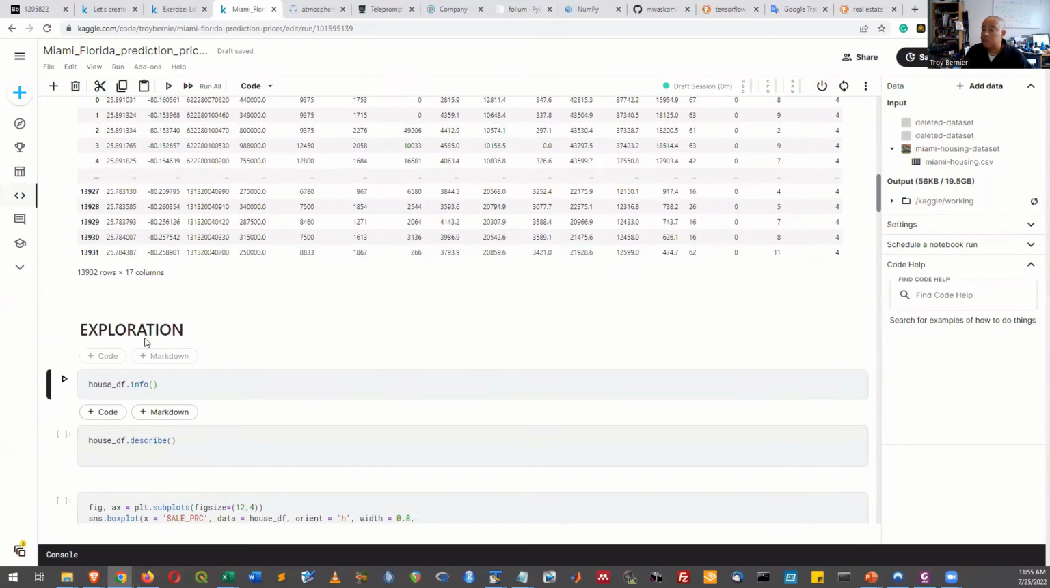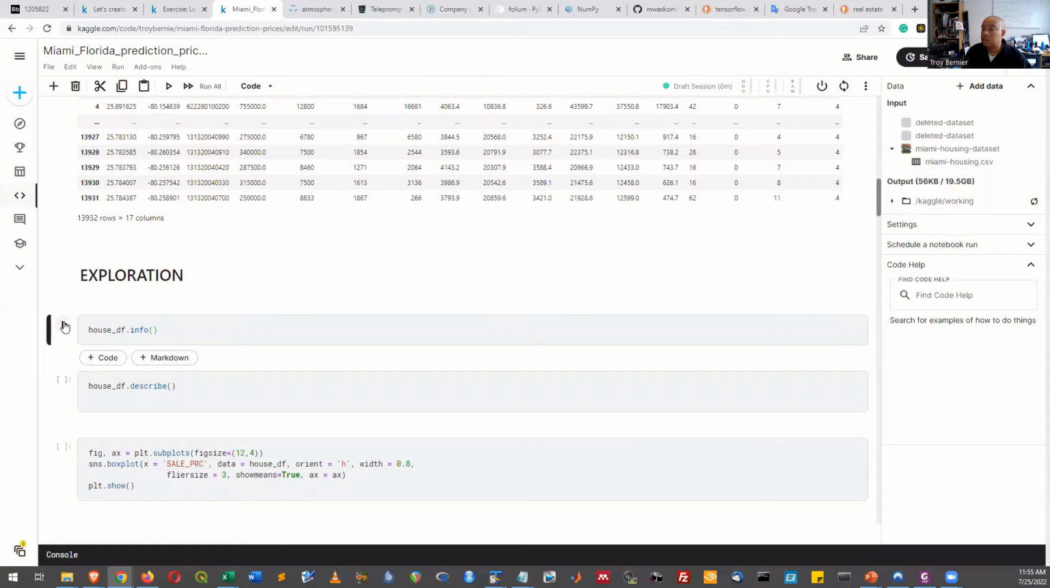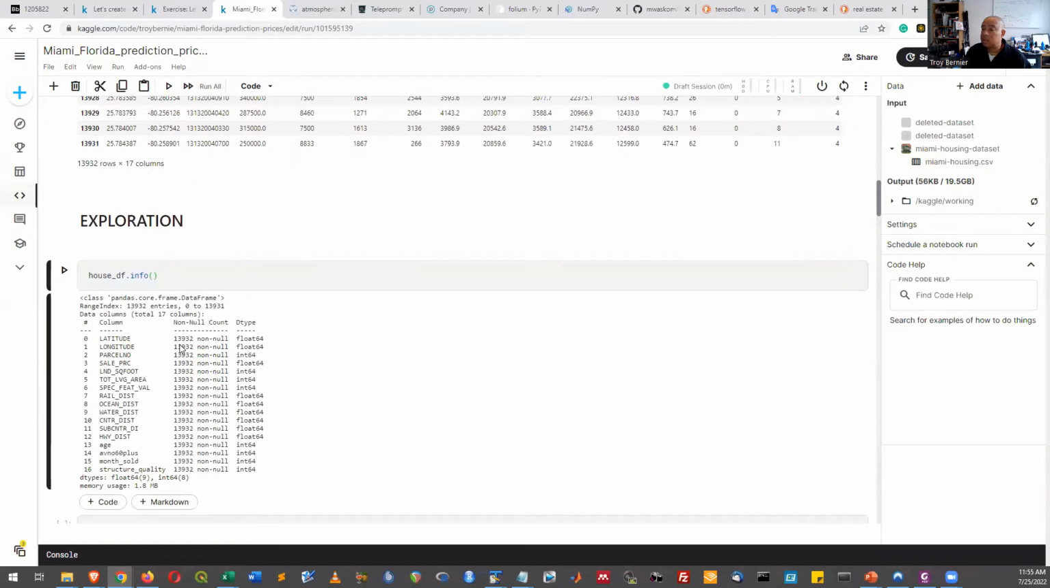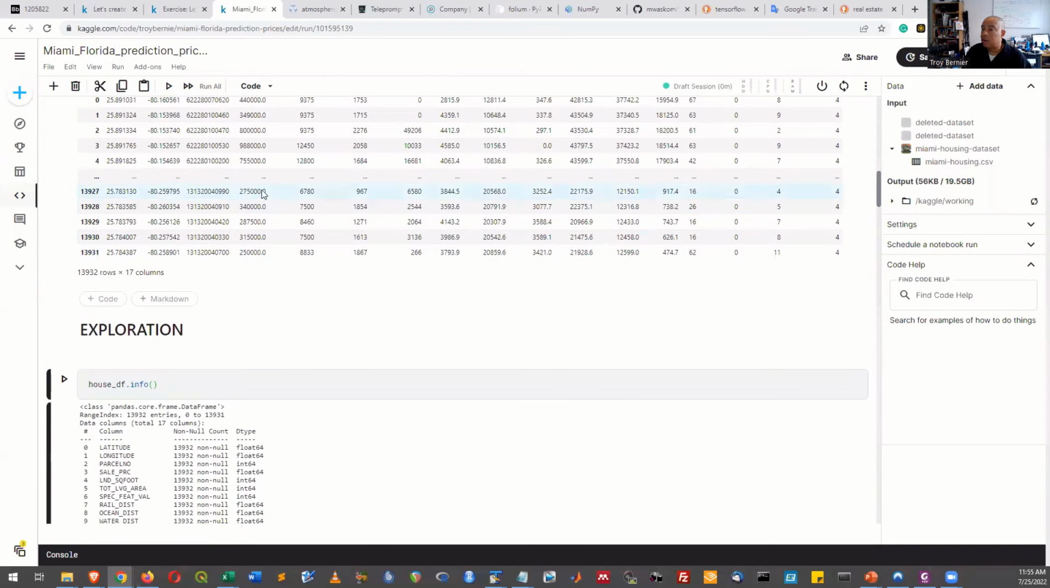Next step is to explore the data set. These are the data types: floats and integers. Remember, floats are data with decimal places. Integers are whole numbers, they don't have decimal places.